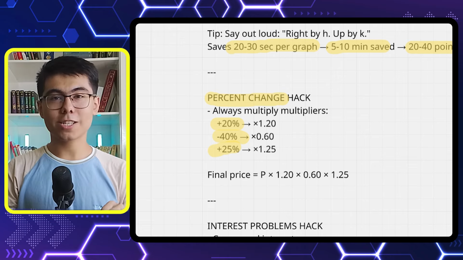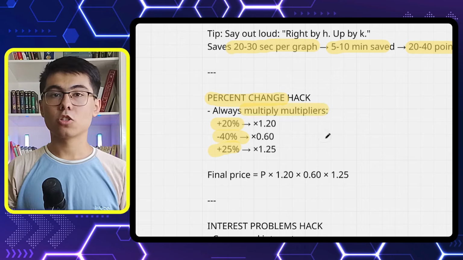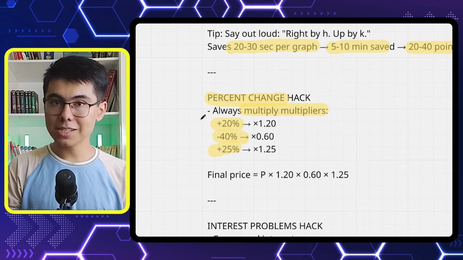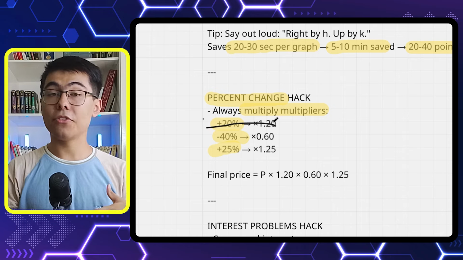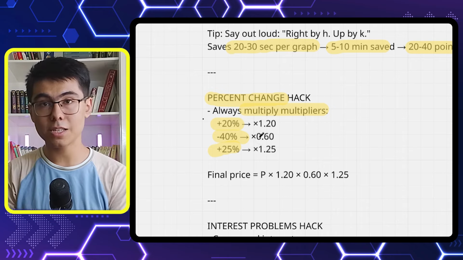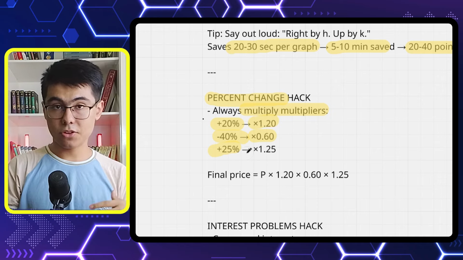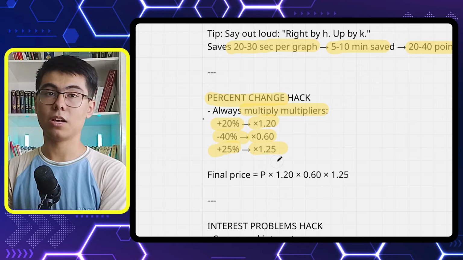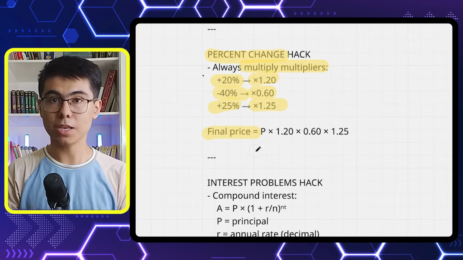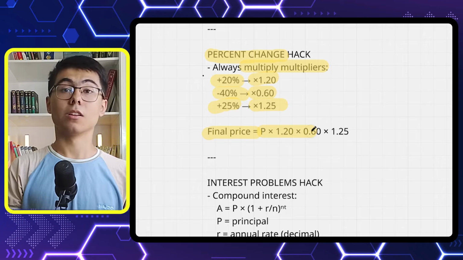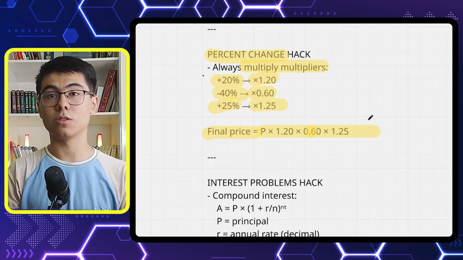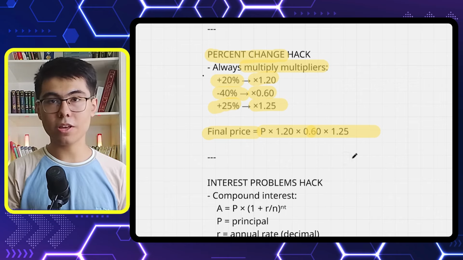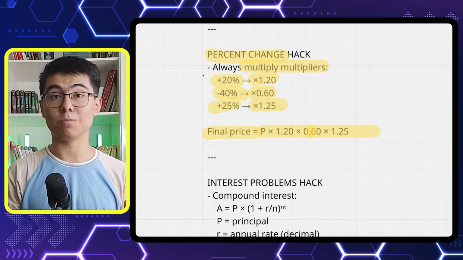Make sure to always multiply the multipliers. So what that means is if there is an increase by 20%, multiply it by 1.2. If there is a decrease by 40%, multiply it by 0.6. And if there is an increase by 25%, multiply by 1.25. So the final price here would be P multiplied by 1.2 multiplied by 0.6 multiplied by 1.25, and that's done. One clean line, no messy arithmetic, and there is no wasted brain power.